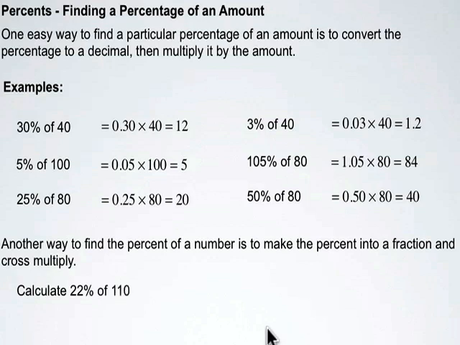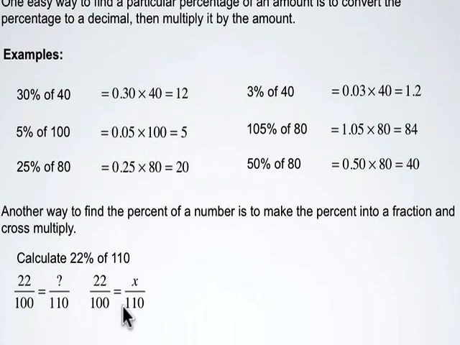So if I want to do 22% of 110, well, 22% is 22 out of 100. And I'm looking for, well, what number is that out of 110? So I'm really missing the top number here. 22% is something out of 110. I don't have a way of really dealing with the question mark. So what I do is I assign a variable, something to hold its place and something that I can work with in order to solve. So 22 over 100 is x over 110.